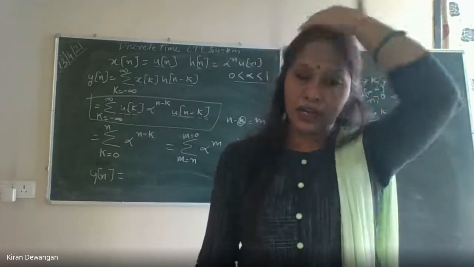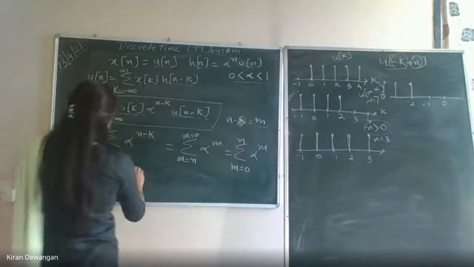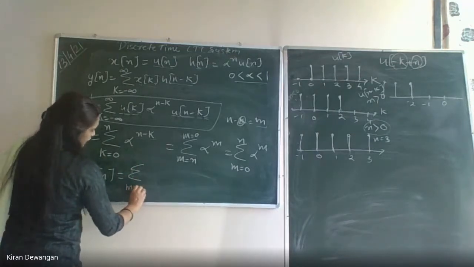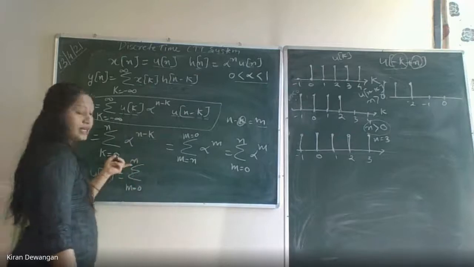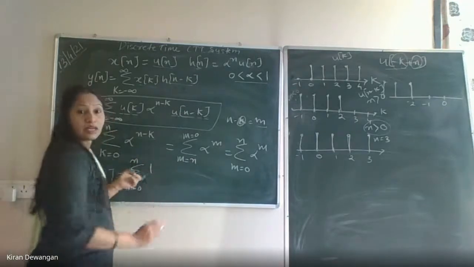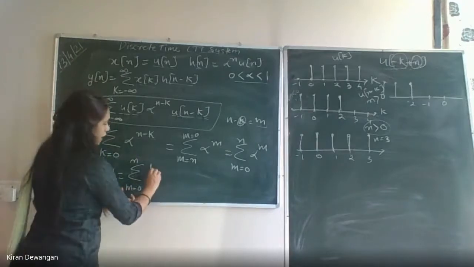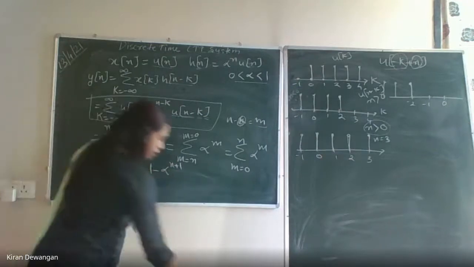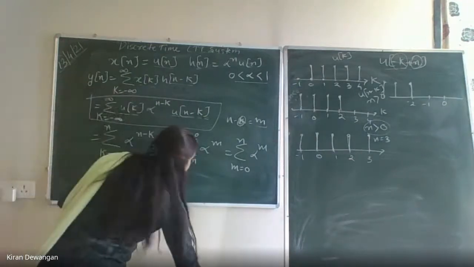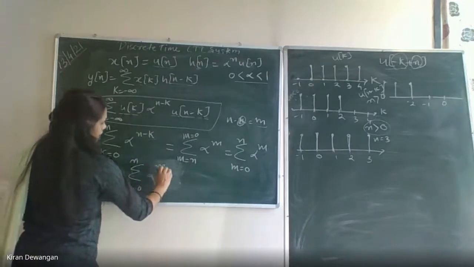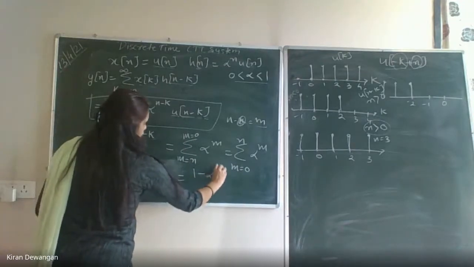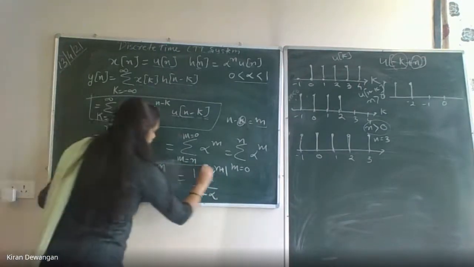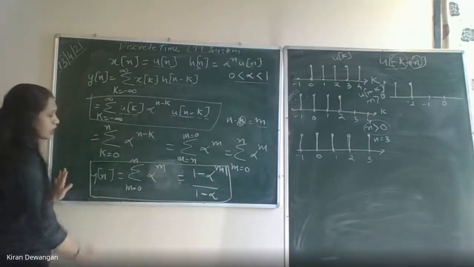Alpha to the power m, summation m 0 to n, this becomes 1. Remember this one, this is an important part, 1 minus alpha to the power n plus 1 by 1 minus alpha. Now this is going to be the answer. ठीक है, ये फाइनल रिजल्ट है.